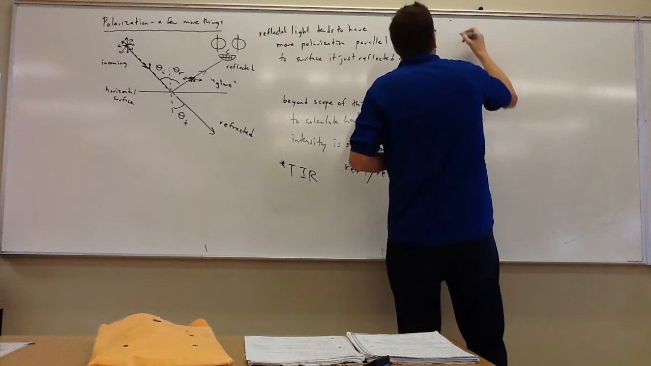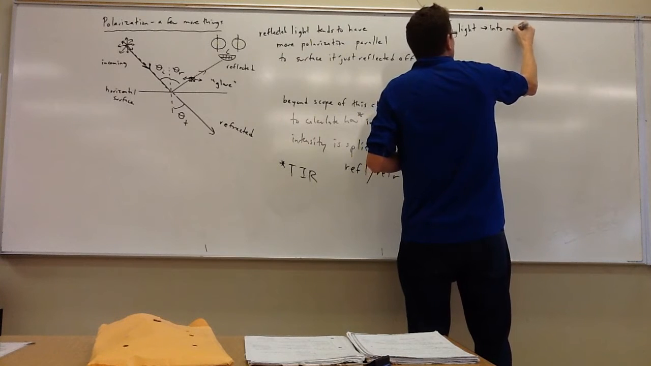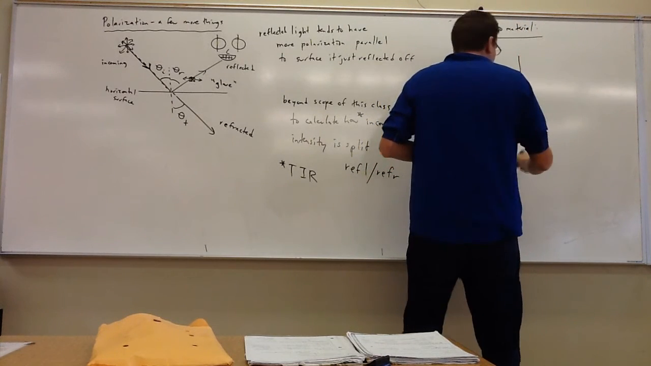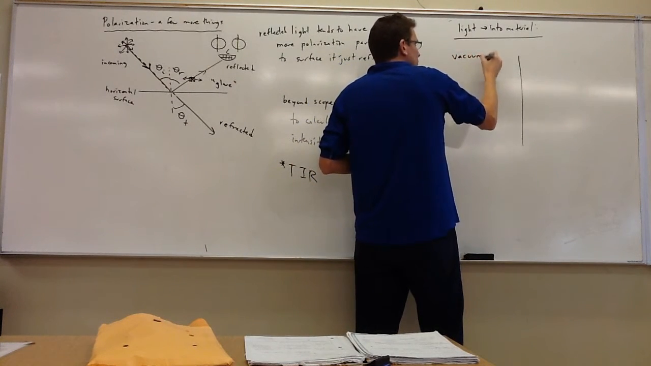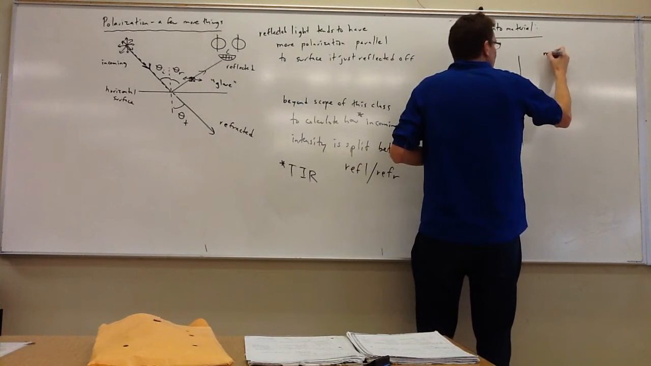So light passing into a material, how does that work? Let's go ahead and draw a borderline between a vacuum, where light is able to travel completely unimpeded, there's nothing for it to have to travel through, and it's going to enter a material.